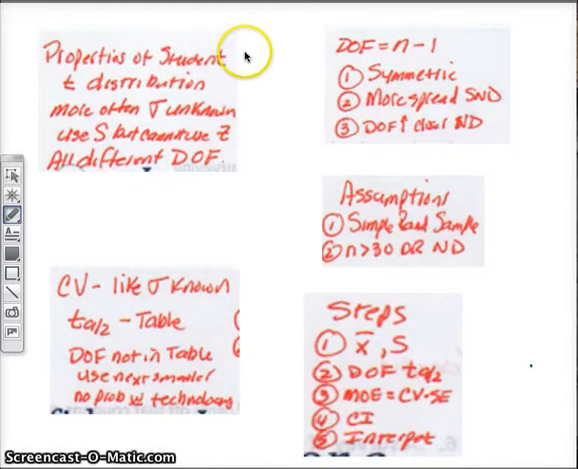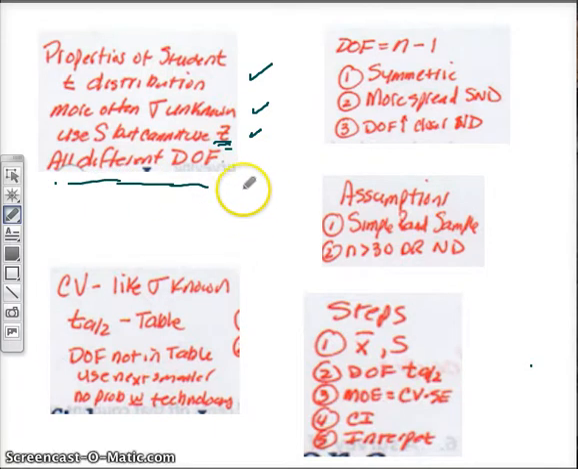Let's just point out a couple things. Of course, what we're doing is we're talking about the properties of a t-distribution. More often, we don't know the standard deviation, so we use S. But the only problem with this is we cannot use z-scores. That's not a good thing. And all of the distributions for a type of problem like this are all different. That doesn't make a lot of sense.